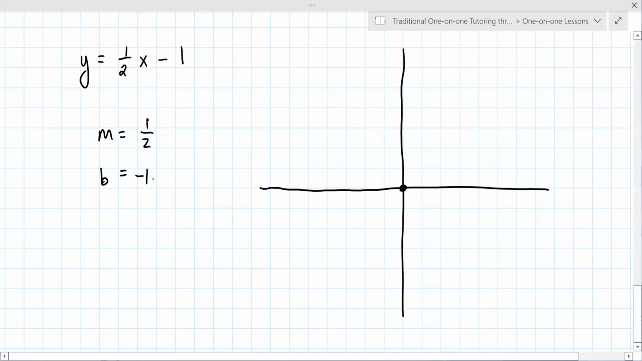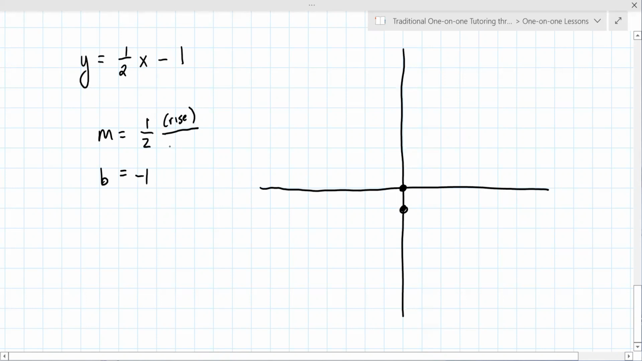The b value is -1. Are you going up or down? Down 1, because that's the b value. So you start there. Now your slope is 1/2, so your rise is 1, meaning you're going up 1.